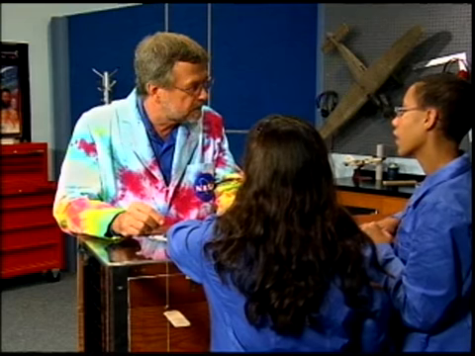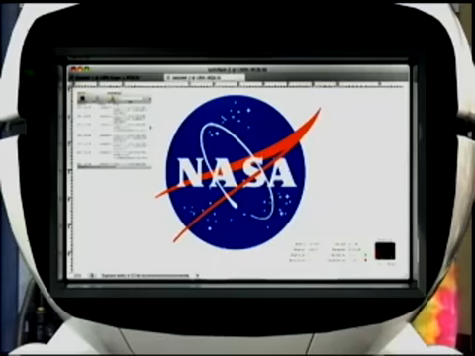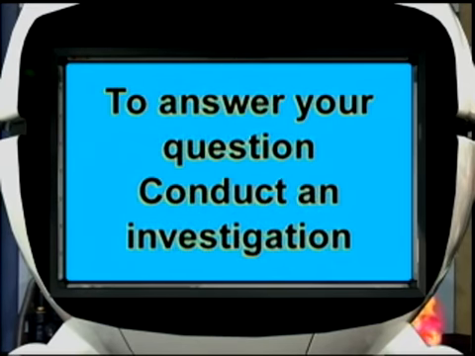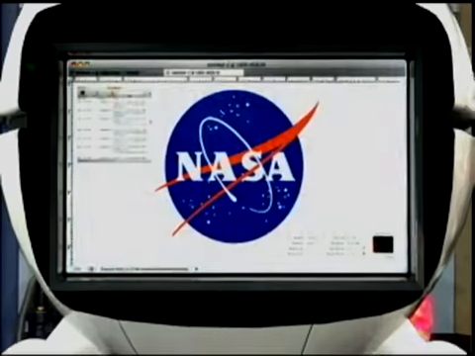But it's very important to change only one thing at a time, so you can tell exactly what is causing the results that you are seeing. Well, hi, Neutron. Design an experiment. Test your hypothesis. To answer your question, conduct an investigation. And now, teachers, it's time for you and your students to participate. You have the wing model experiment ready. So state your hypothesis, identify the variables, and let's do it.